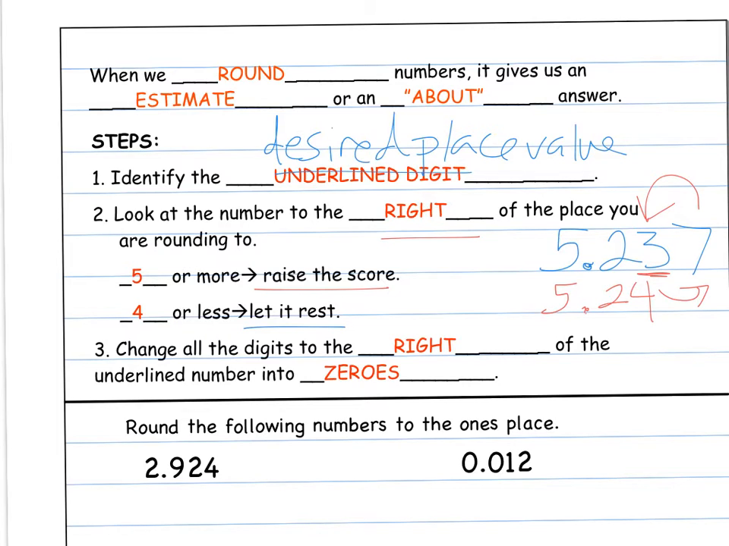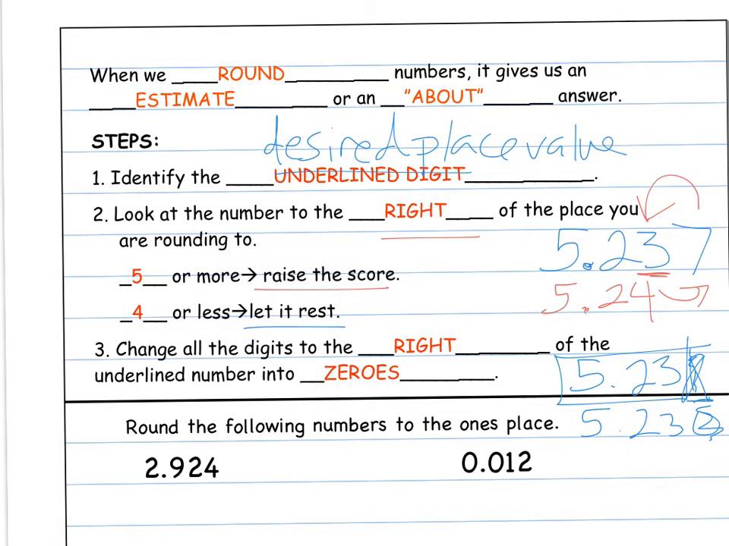So, for example, if it would have been 5.231, since this 1 to the right of the hundredths place is 4 or less, I'm going to leave it alone, and I'm just going to have 5 and 23 hundredths. So again, I just change all the digits to the right to zeros. In that case, this is the same as not having that there at all.